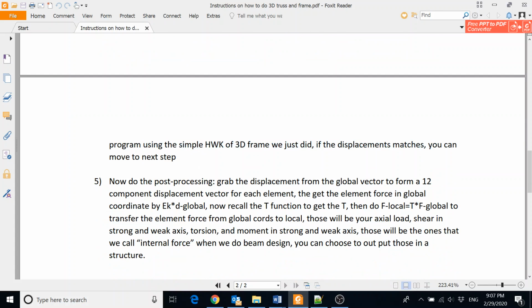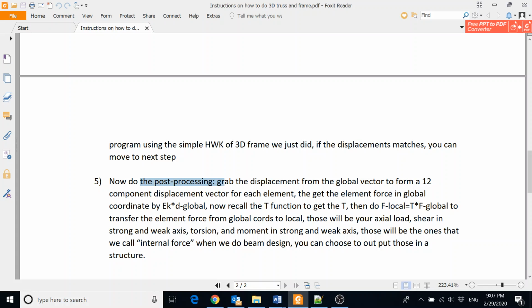Then the next step would be to do the post-processing. I know this is too much, but I'm gonna give you all that. So just work at your own pace. We might have a class lecture. We'll just try to help you debug it.